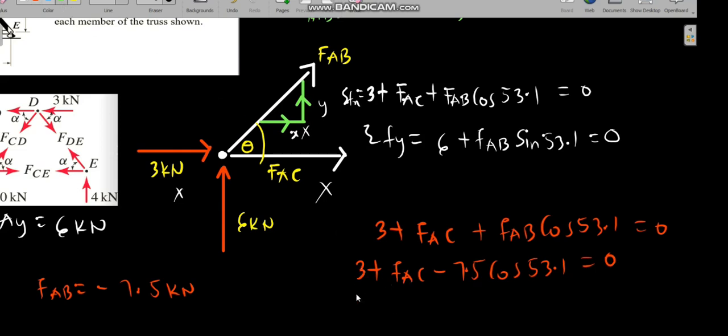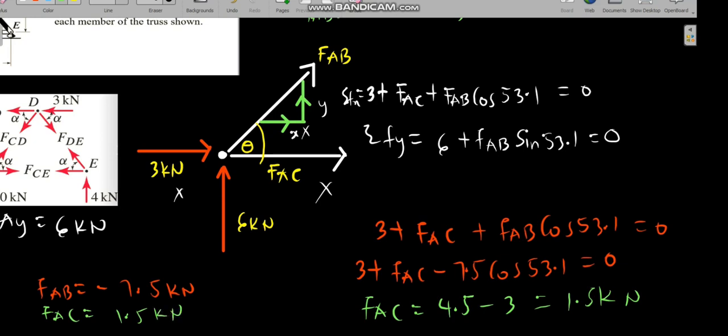So let's go ahead and simplify this. Let's take these to the right hand side. So FAC will be equal to minus 7.5 cosine of 53.1, so that will be minus 4.5, so that will be equal to 4.5 minus 3, right? Okay, so that will give FAC to be equal to 4.5 minus 3, so that gives me 1.5 kilonewton. So therefore FAC equals 1.5 kilonewton. So that's FAC.